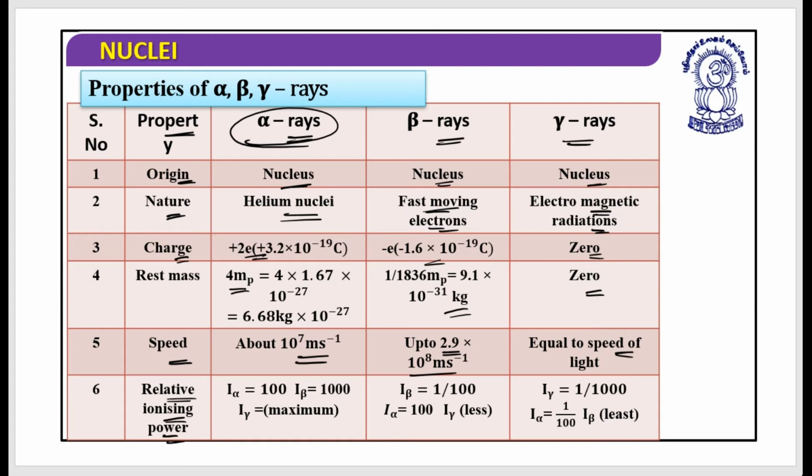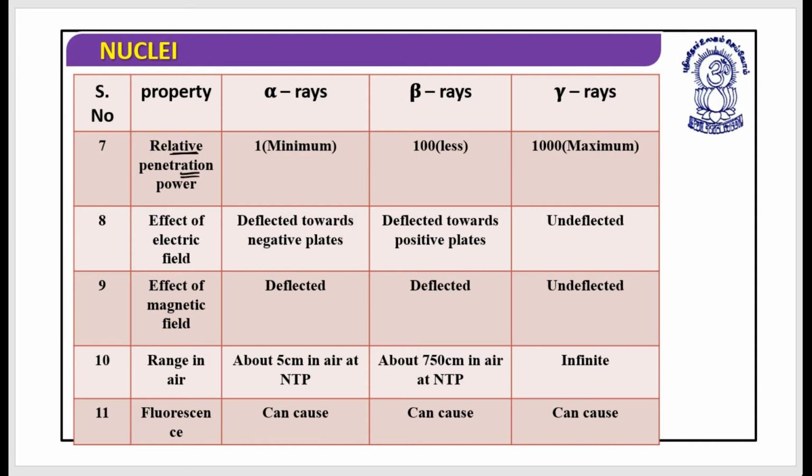We have already discussed relative ionizing power and relative penetrating power. Let's discuss the effect of electric field and magnetic field, first the electric field. Alpha rays will be deflected towards the negative plate. Beta rays will be deflected towards the positive plate. And gamma rays are undeflected.